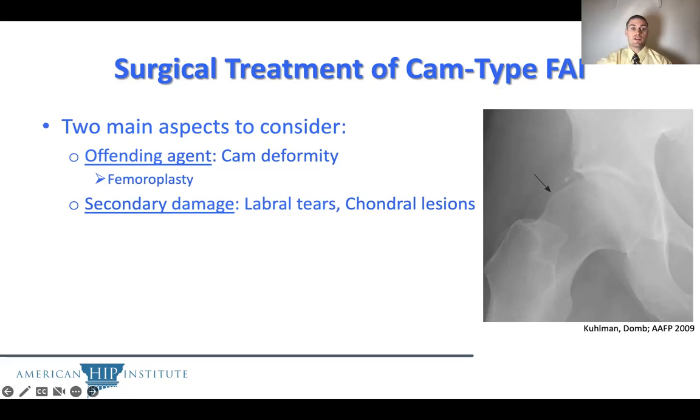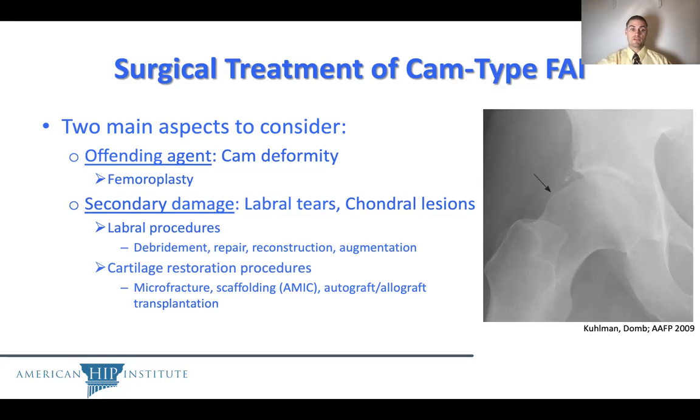Treatment for the offending agent includes a femoroplasty, whereas treatment for the secondary damage involves labral procedures, cartilage restoration procedures, and orthobiologic adjuncts more recently. Each of these topics could be a talk within themselves. So for the purposes of this talk, I'm going to focus on femoroplasty for CAM deformity, as well as orthobiologic adjuncts that are being used in isolation to treat chondral lesions caused by the CAM deformity.